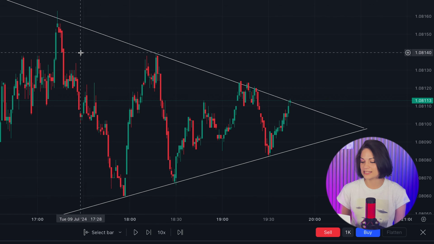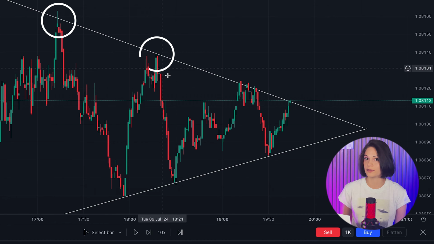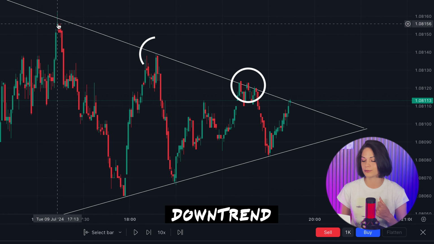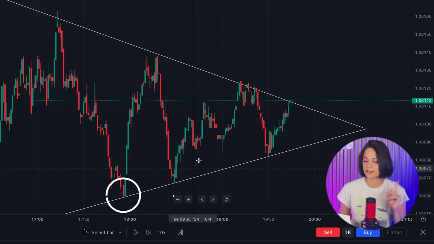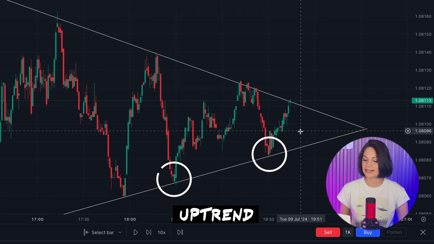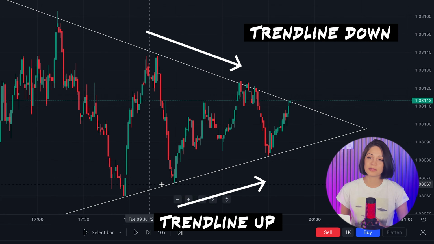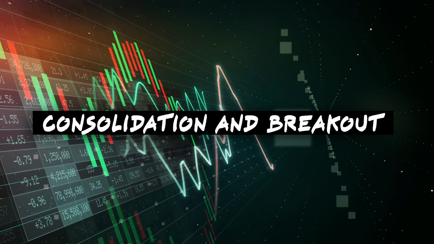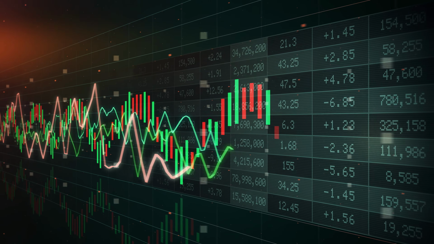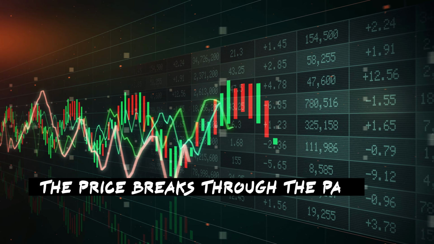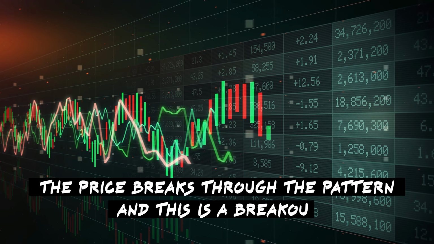And the last pattern, this is Pennant, and in this case you can see that each high is lower than the previous one, basically downtrend forming, but at the same time each low is higher than the previous one, an uptrend. And if in this situation we have trend lines going down and up, that means that this is going to be Pennant pattern. All these patterns indicate price consolidation in a certain zone, and after the consolidation, when trading reaches a required volume, the price breaks through the pattern, and this is a breakout.